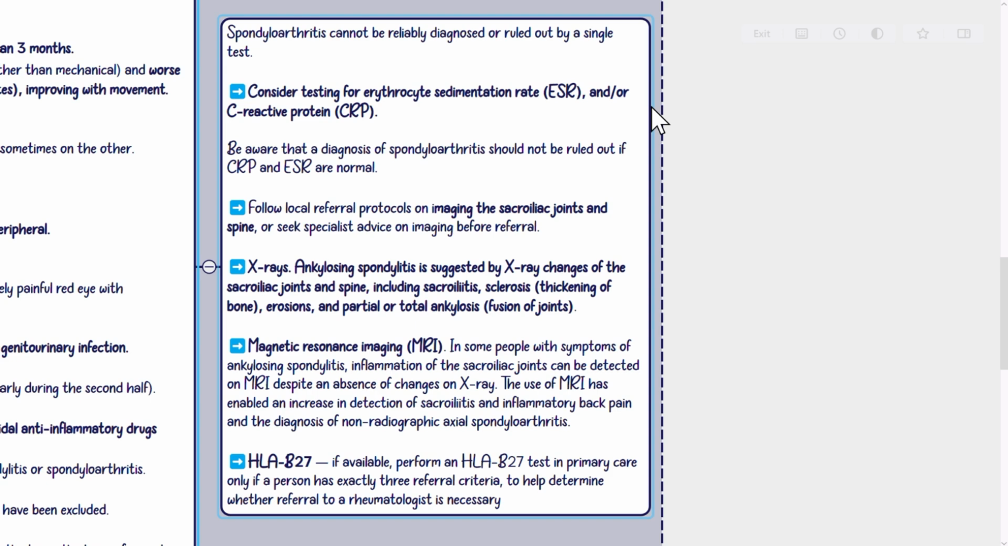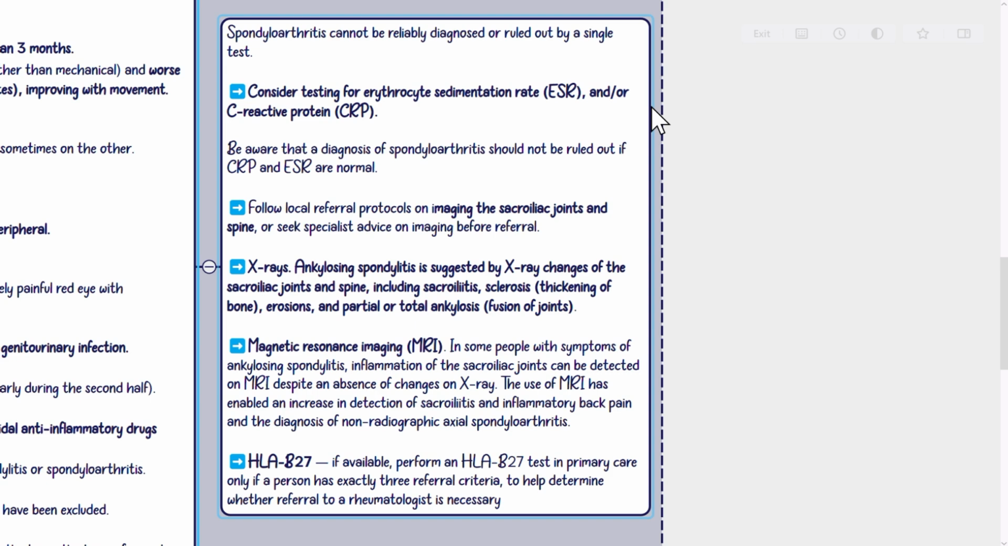X-rays. Ankylosing spondylitis is suggested by X-ray changes of the sacroiliac joints and spine, including sacroiliitis, sclerosis, thickening of bone, erosions, and partial or total ankylosis, fusion of joints. Magnetic resonance imaging, MRI. In some people with symptoms of ankylosing spondylitis, inflammation of the sacroiliac joints can be detected on MRI despite an absence of changes on X-ray.